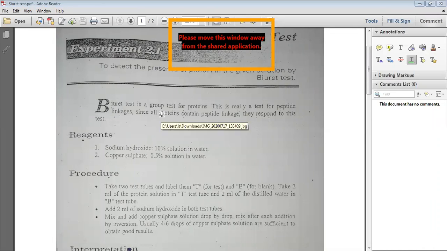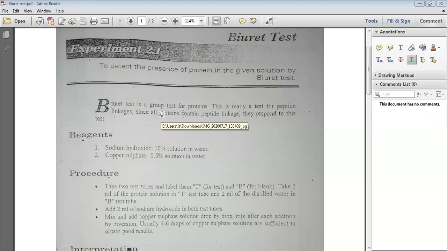We can use this test as well for the estimation or quantification of the proteins in the given sample solution. When we need to quantify the proteins by the Biuret method, in that case we need a spectrophotometer as well in the experiment. Biuret test is a group test for proteins.